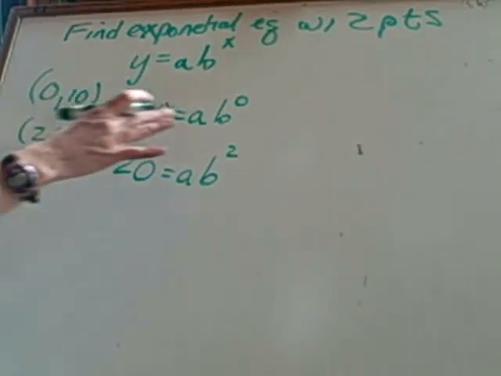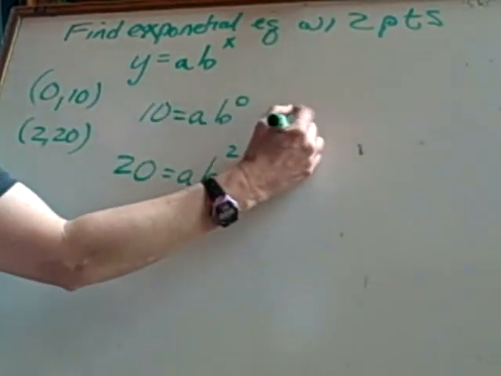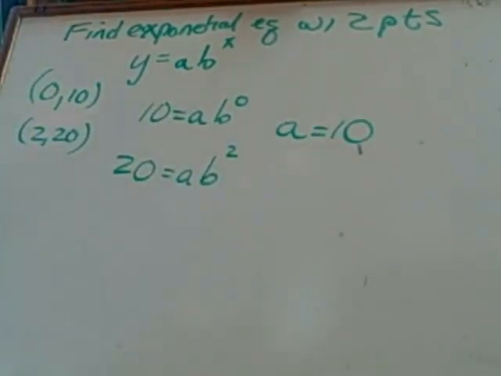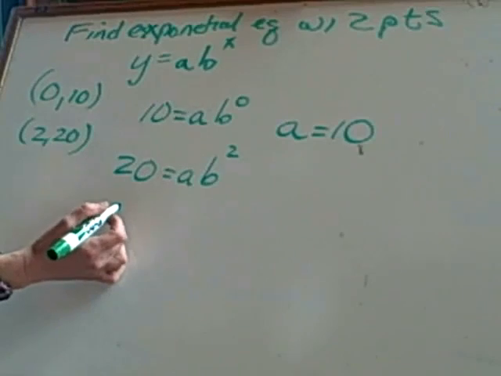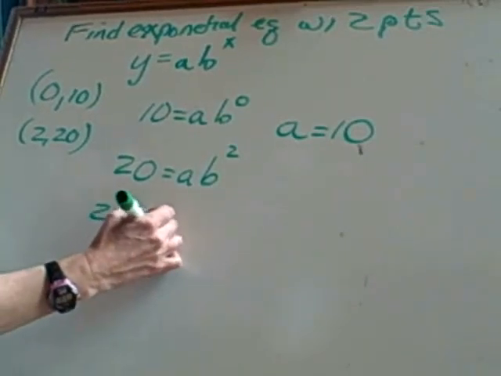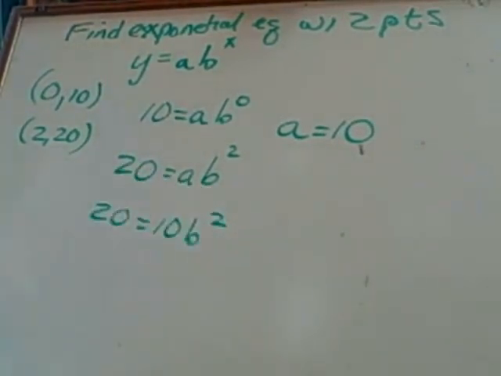Now, can you tell me what b to the 0 is? 1. So what does that make a? A equals 10. Now, can I substitute that down into this one? Yes, yes I can. Okay, so 20 equals 10b squared.